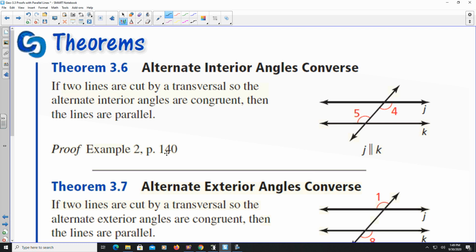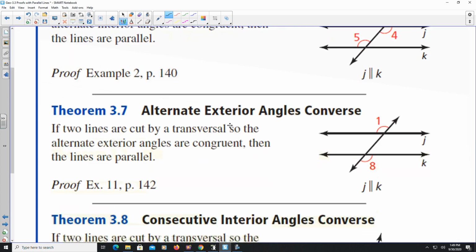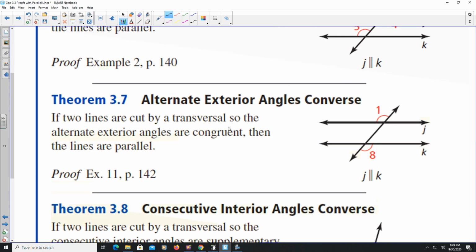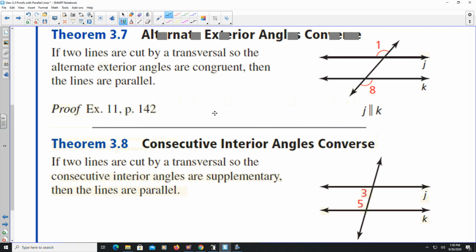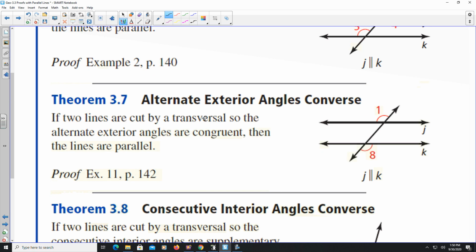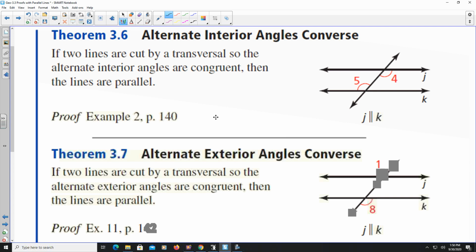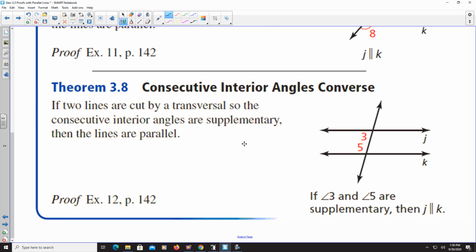Not only do we have a corresponding angles converse, we also have an alternating interior angles converse, an alternating exterior angles converse, and a consecutive interior angles converse. I encourage you to read those conditional statements and go from there.